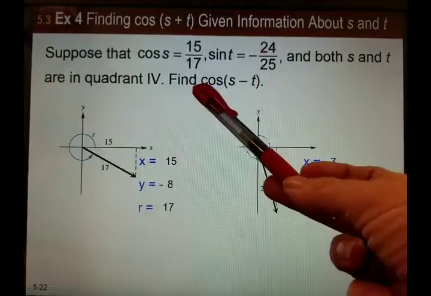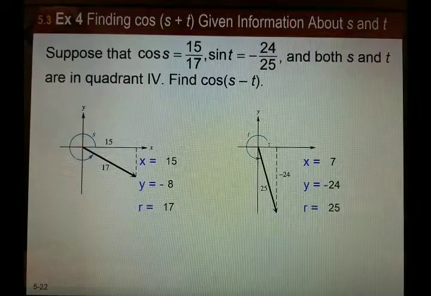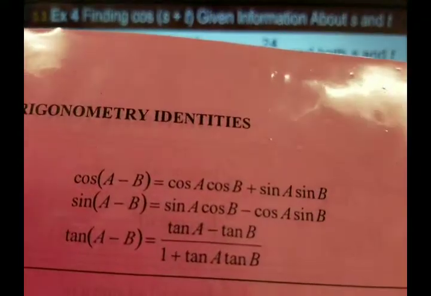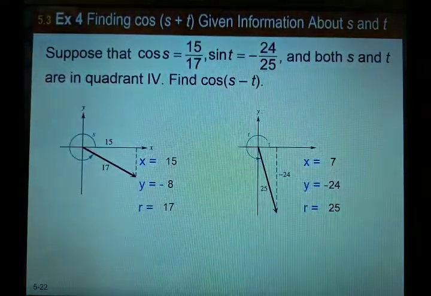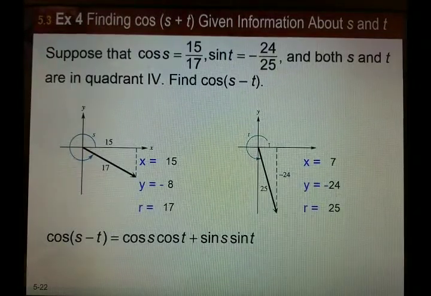Now we're supposed to find the cosine of s minus t. All right, so back to the pink sheet for a second. Cosine of s minus t. The top rule, cosine of a minus b, would be cosine a, cosine b, and then plus sine a, sine b. Well, we do the same thing, except everywhere there's an a, we're putting an s, and everywhere there's a b, we put a t.